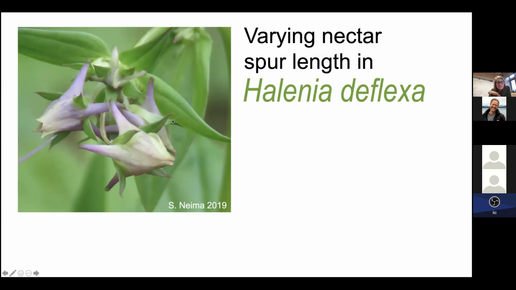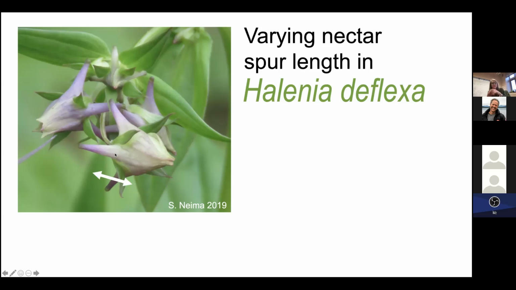The other reason I chose Halenia is because its flowers are so darn interesting and there's very little written about the species in the Western scientific literature. One of the things that makes its flowers so cool to look at is these long nectar spurs. Somehow that label ended up misplaced. It should be underneath the spur, which is the part that I'm highlighting right here.